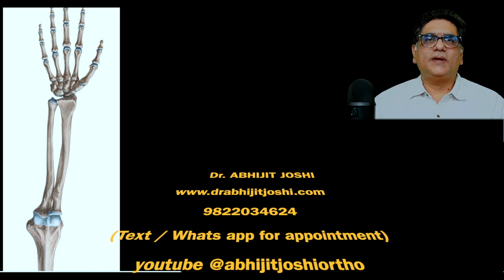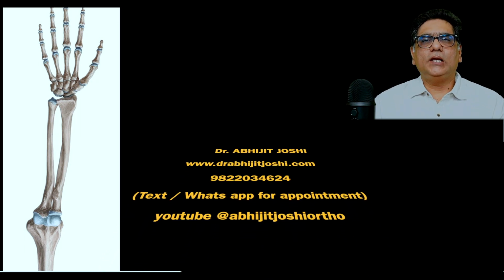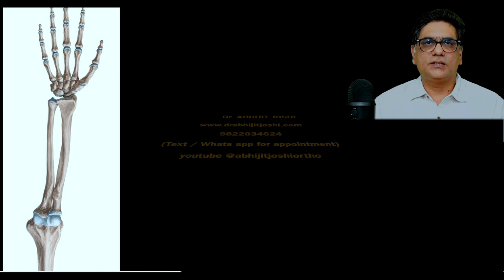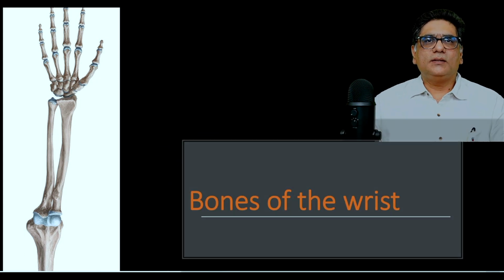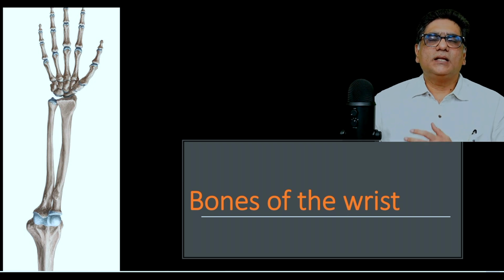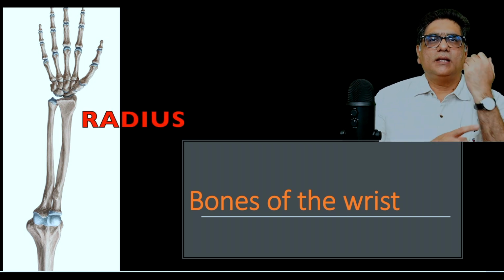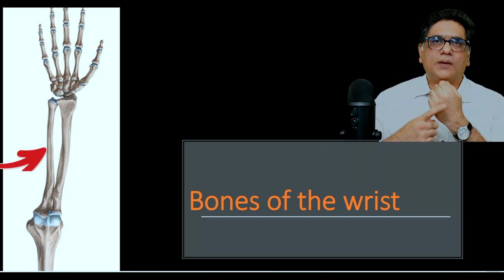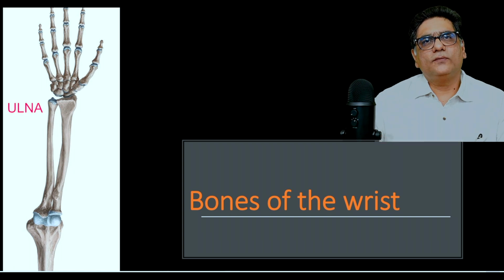Today's topic is fractures of the wrist, where I will tell you in short all that you need to know about wrist fractures. As you can see, the bones of the wrist are made up of carpal bones and the forearm bones, which are called the radius and the ulna. This is the radius, this is the ulna. The carpal bones join the hand to the forearm.